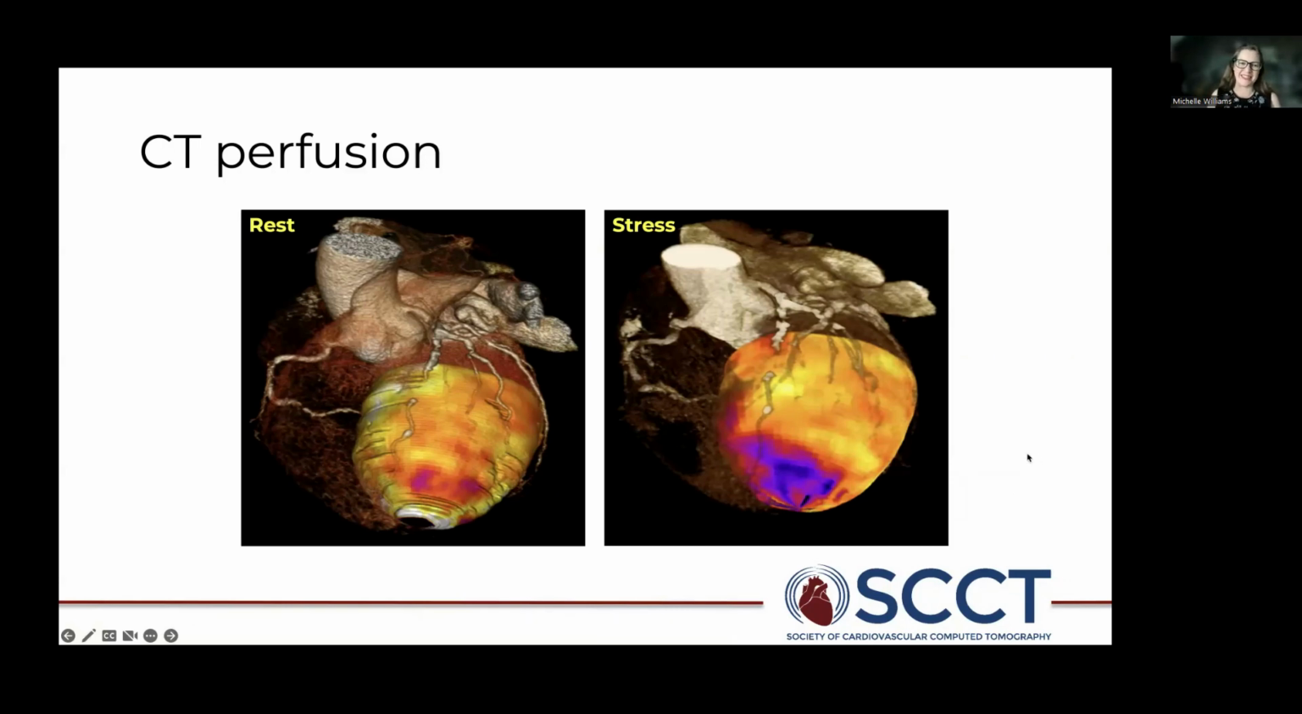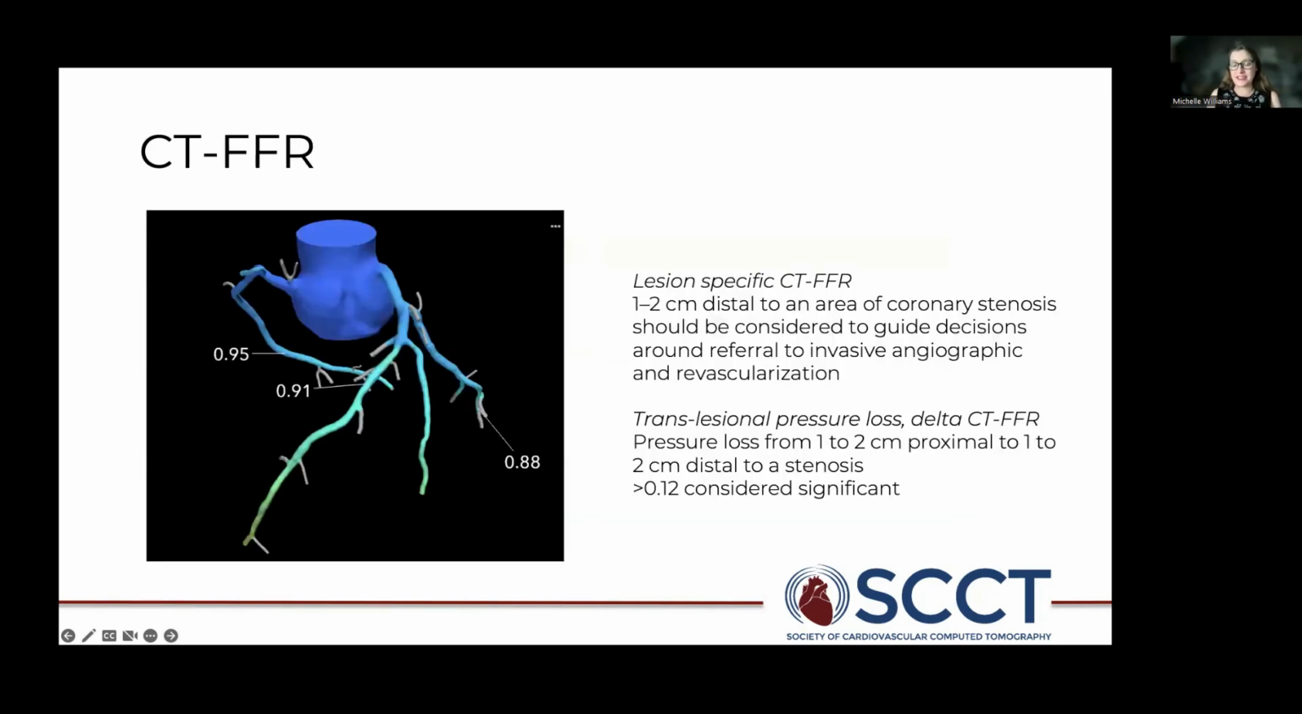Next slide, please. So the other thing that's incorporated into this I modifier is CT-FFR. There's a variety of different ways to do this with computational fluid dynamics or machine learning techniques, and we wanted to incorporate this information into the CAD-RADS terms.